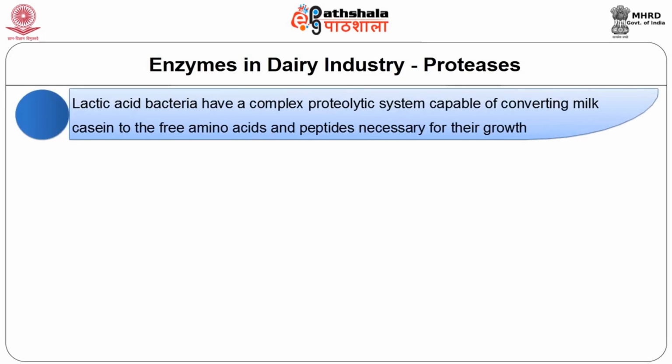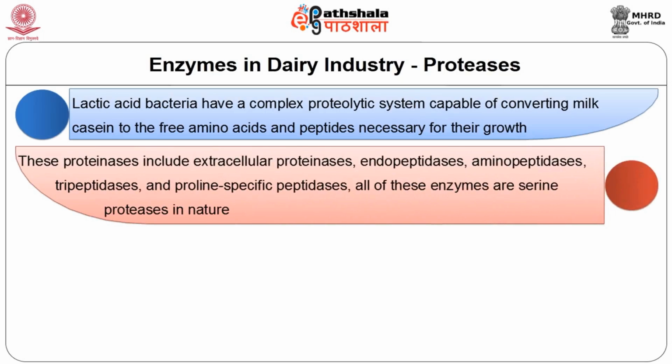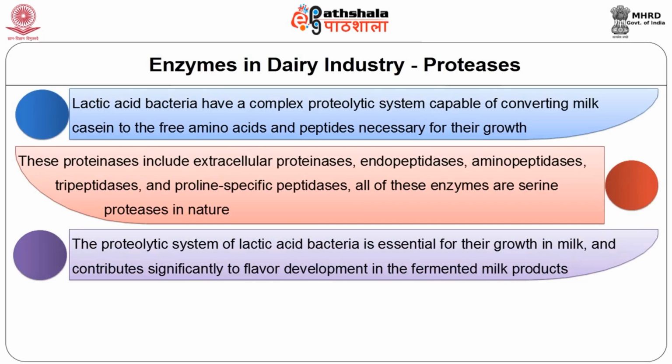Lactic acid bacteria have a complex proteolytic system capable of converting milk casein to the free amino acids and peptides necessary for their growth. These proteinases include extracellular proteinases, endopeptidases, aminopeptidases, tripeptidases and proline-specific peptidases. All of these enzymes are serine proteases in nature. The proteolytic system of lactic acid bacteria is essential for their growth in milk and contributes significantly to flavor development in the fermented milk products.